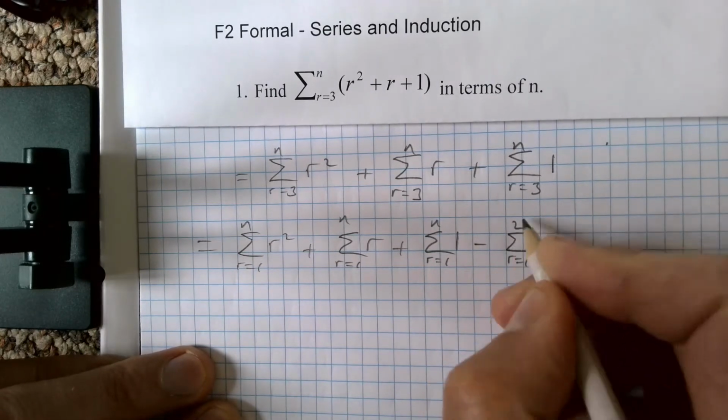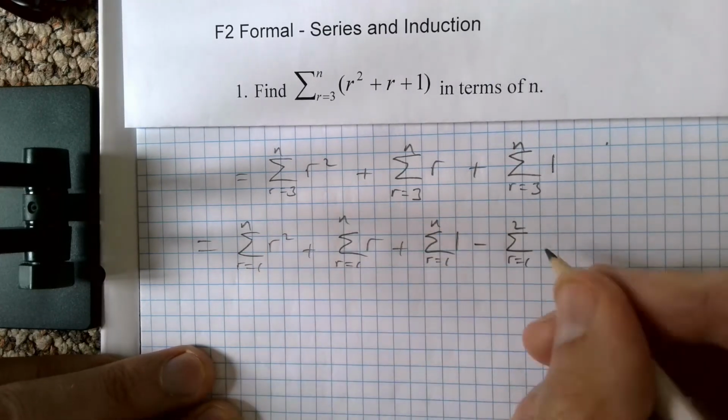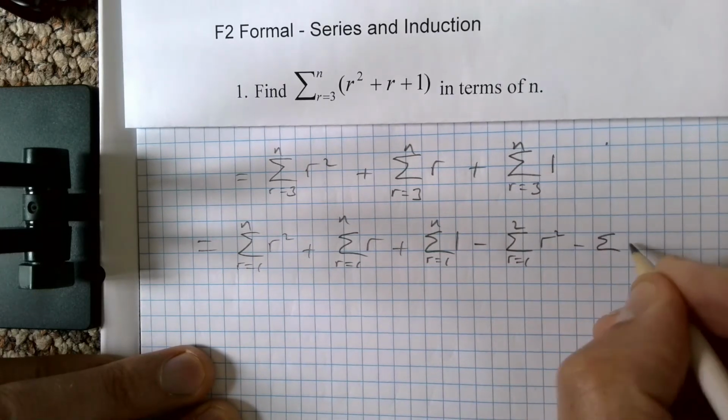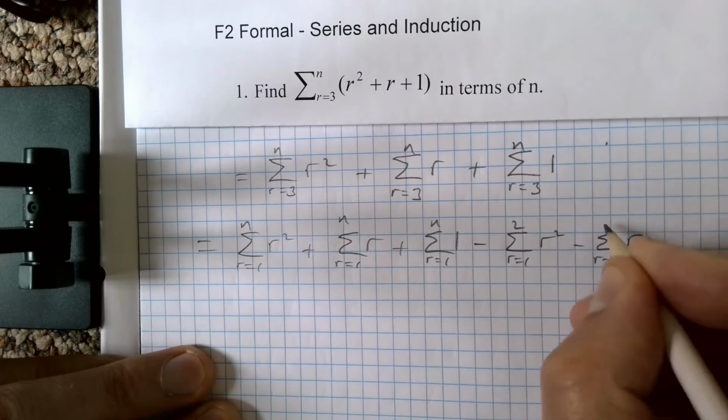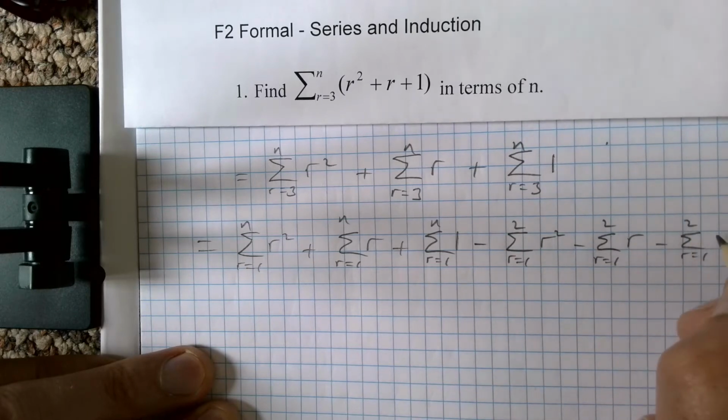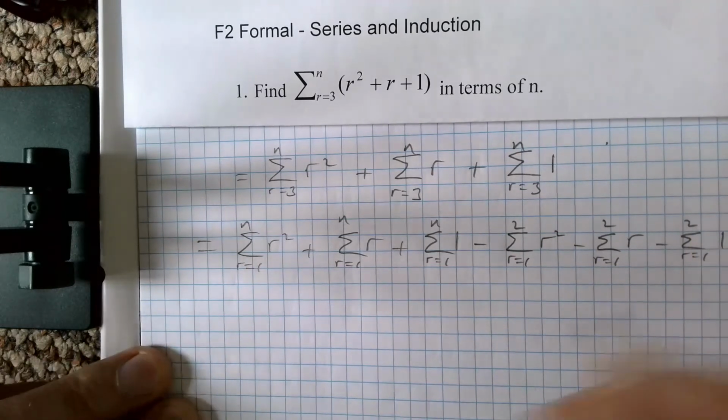1 up to 2. We obviously don't put 3 in there because we want 3 to be in it, of r squared. Take away the sum of r from r is 1 to 2. Take away the sum of r equals 1 to 2 of 1.